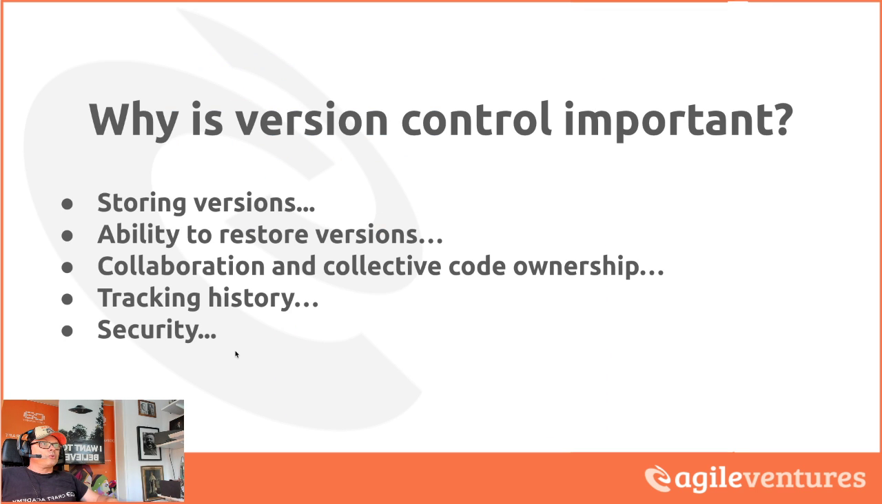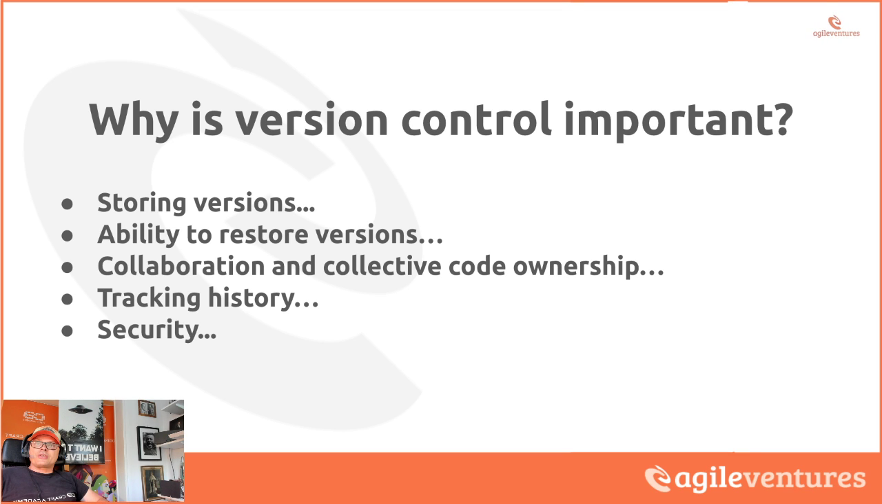So that is exactly why version control is important, because it can help us. It will help us in storing different versions. We can roll things back if we've made bad decisions, or if something has changed along the way when we coded or when we worked on a feature, we can restore versions. Collaboration is made much easier, and something we refer to as collective code ownership is made possible. I will talk a little bit about that later.